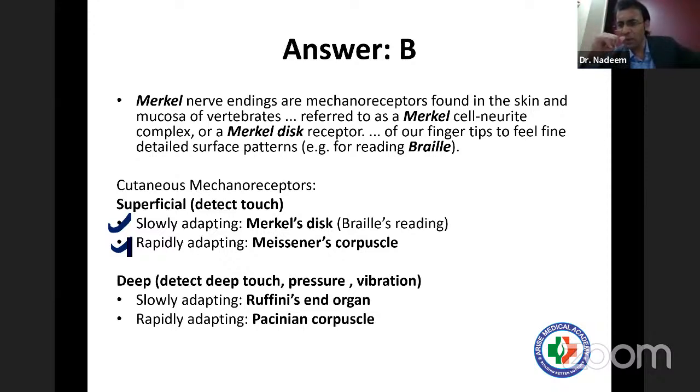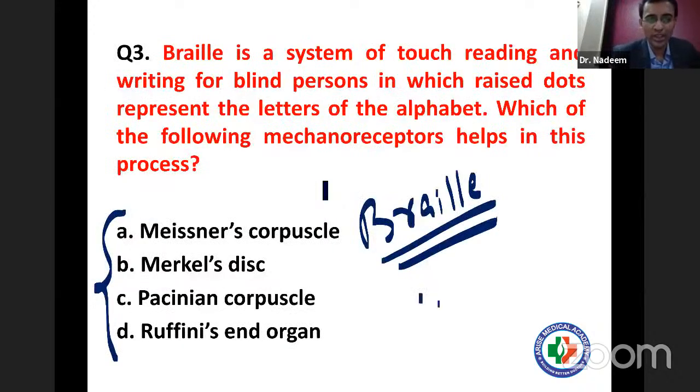See, blind people are going to learn it as per the slow touch, so they need slowly adapting mechanoreceptors. That is the Merkel's disc. For deep touch, pressure and vibration, we have Ruffini and Pacinian. I'm talking only about Braille. For that, I need a slowly adapting mechanoreceptor, so that is the Merkel disc. So the answer is B.